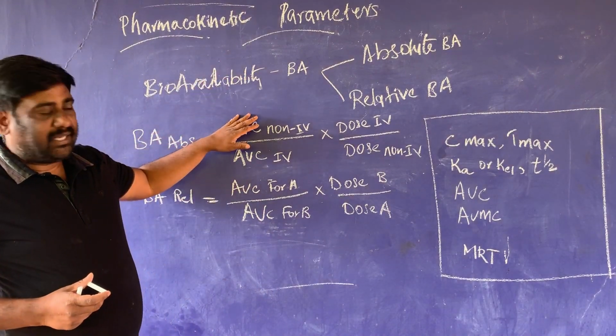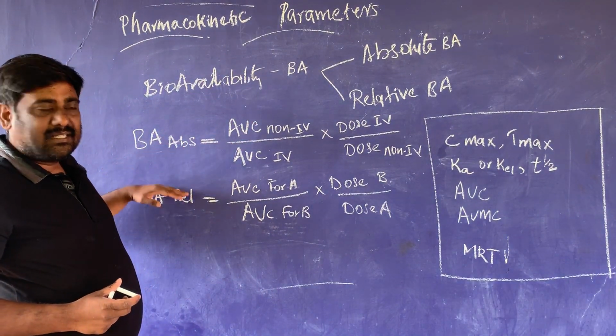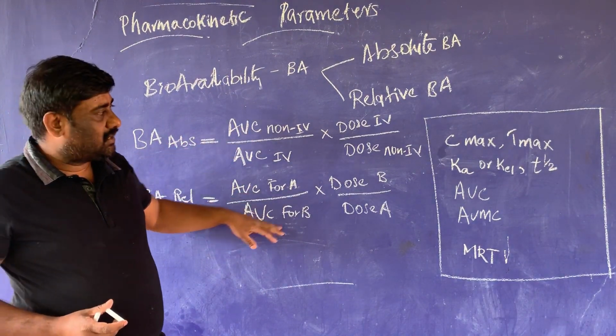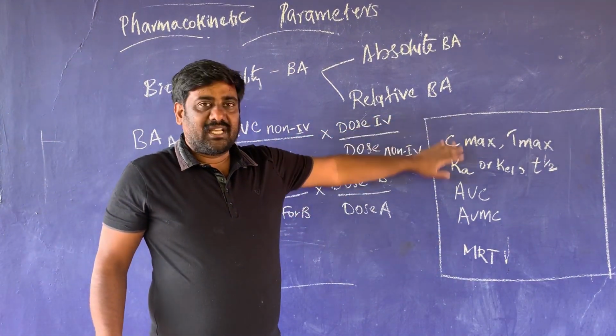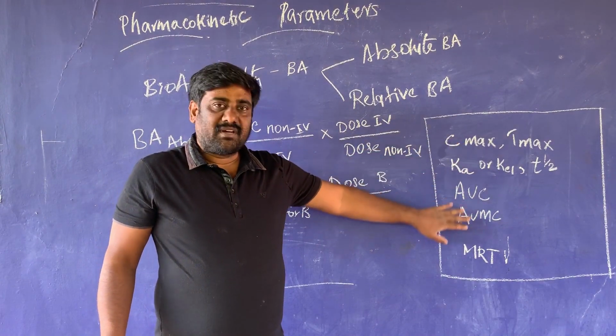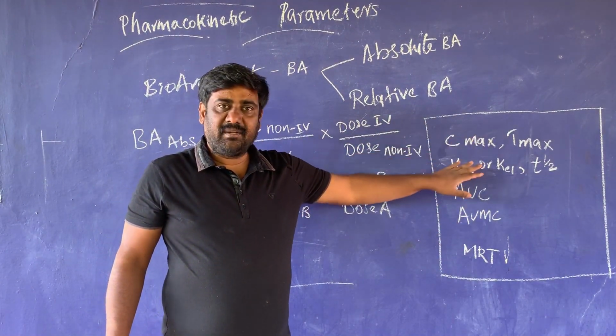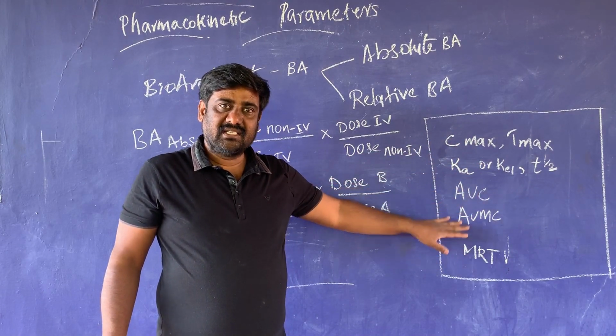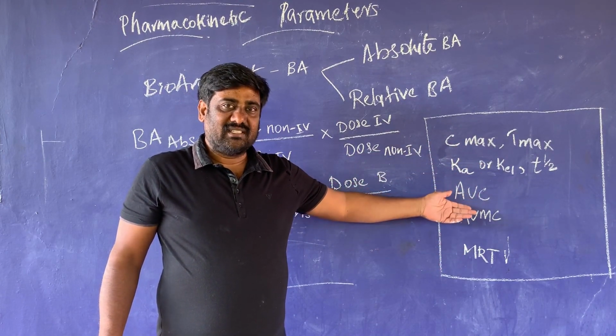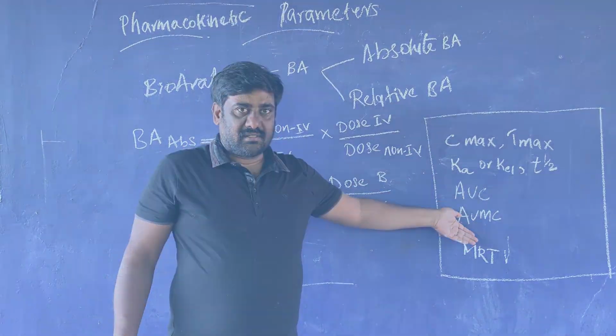However, to our topic, the relative bioavailability and absolute bioavailability is useful when we are talking about how to determine these pharmacokinetic parameters. So next we'll see how each and every parameter of pharmacokinetics is determined in various methods. We'll see in the next session.